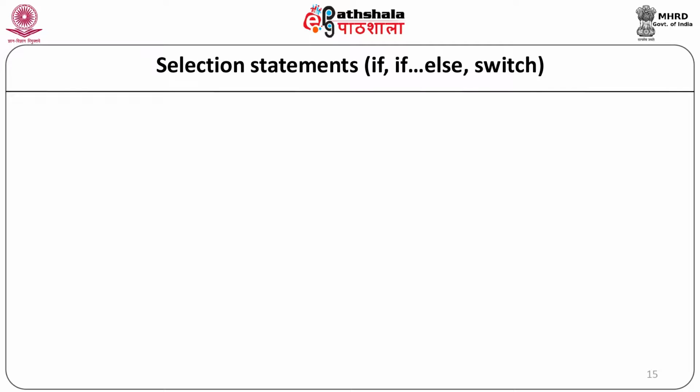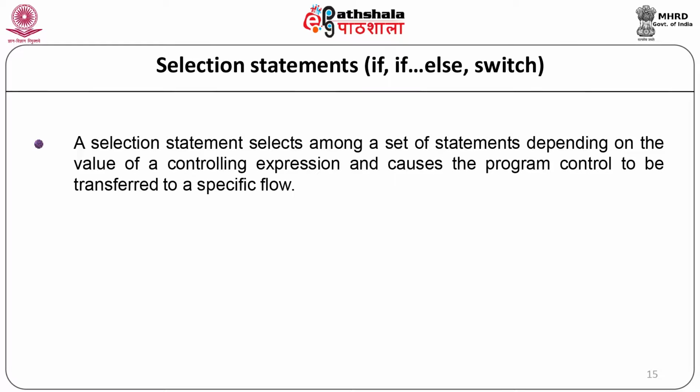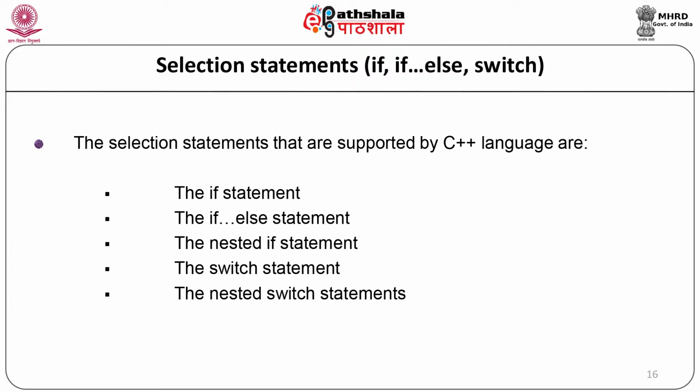Now let us start with the selection statement if. A selection statement selects among a set of statements depending on the value of a controlling expression and causes the program control to be transferred to a specific flow. The selection statements are used to make one-time decisions, that is, to execute some code and ignore other code depending on the test condition. The selection statements supported by the C++ language are if else, nested if, switch and nested switch statements. Now, let us see each one of them in detail.